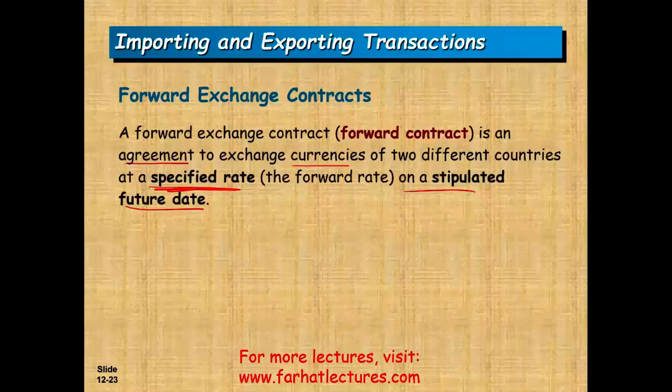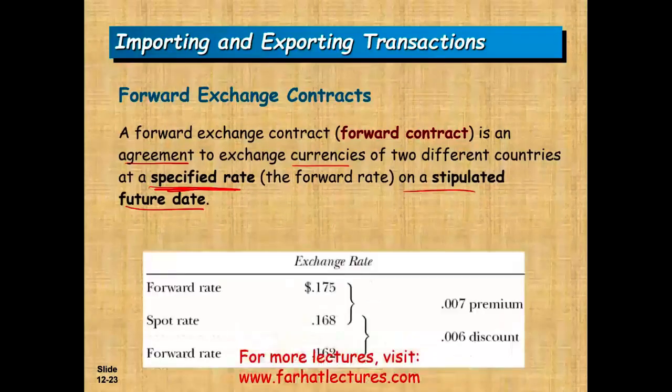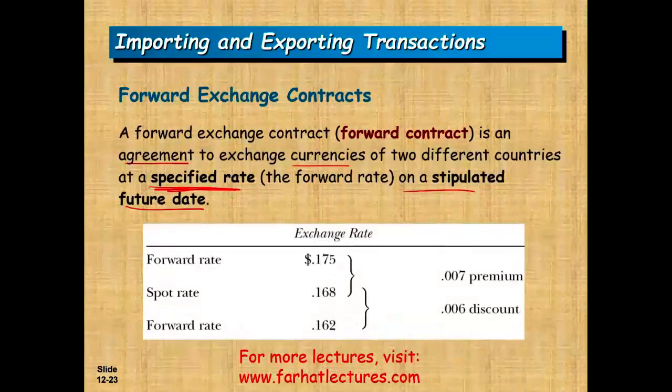Or you sold something, you sold goods to another company, to a German company, and they're going to pay you in euros, and you want to convert those euros into US dollars, but you want that amount to be guaranteed. You don't want to take the exchange rate risk. So basically, an example will be something like this.